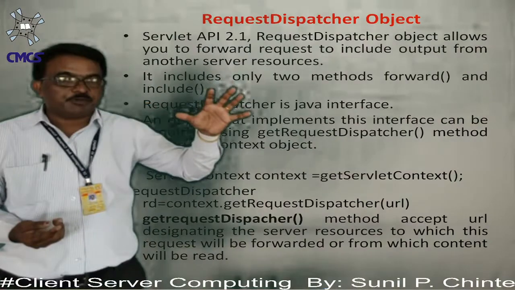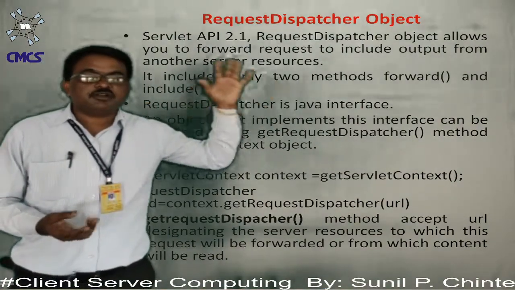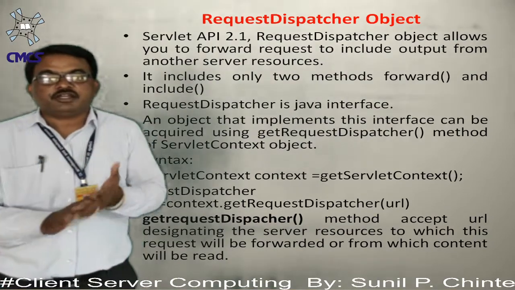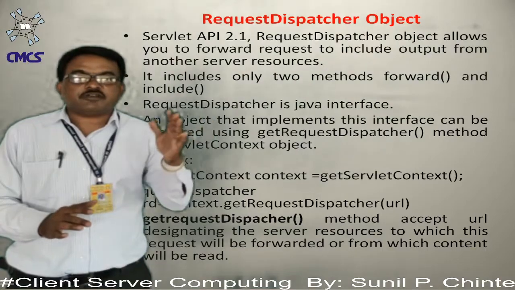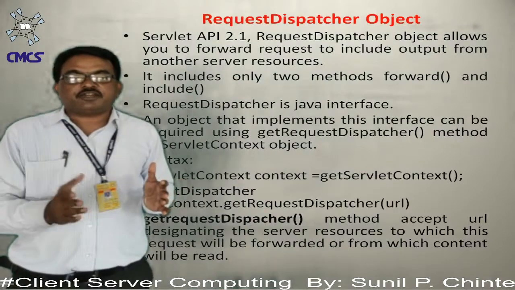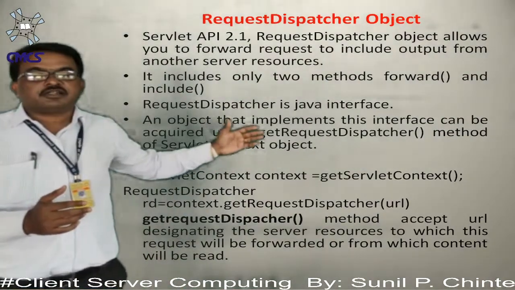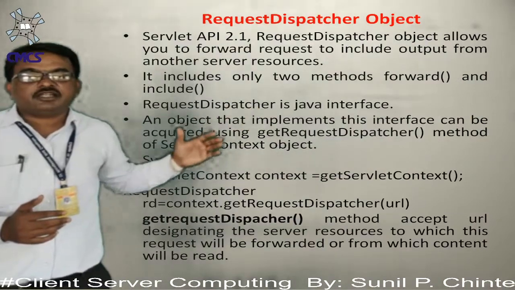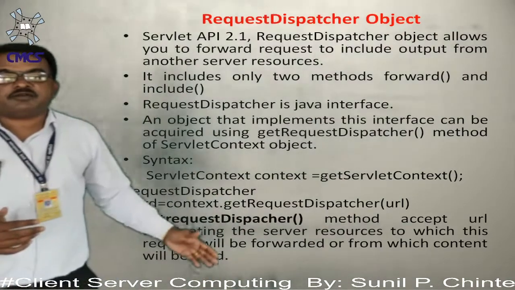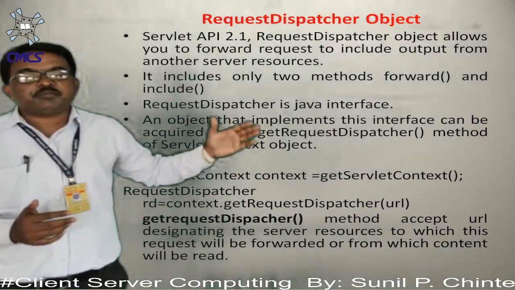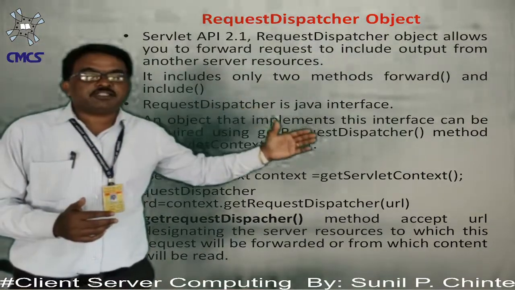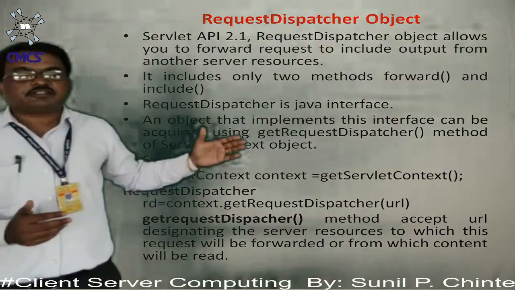Means we can forward the request from one servlet to another servlet. It has two methods, that is forward and include. Okay, request dispatcher is a Java interface. An object that implements this interface can be acquired using the get request dispatcher method of servlet context. Means we are obtaining this request dispatcher by using the get request dispatcher method of the servlet context class.